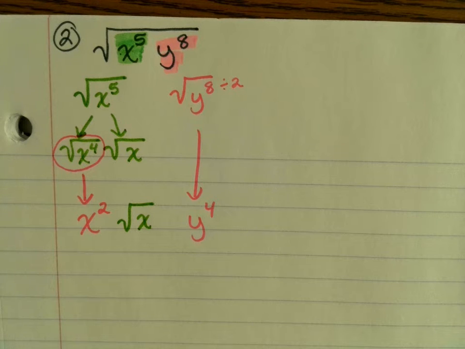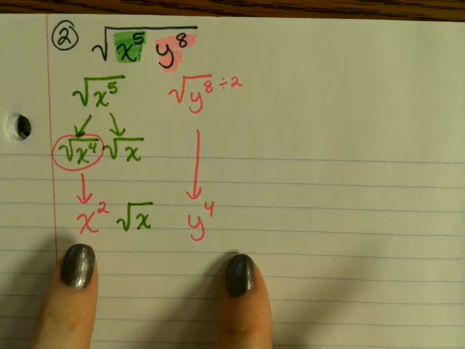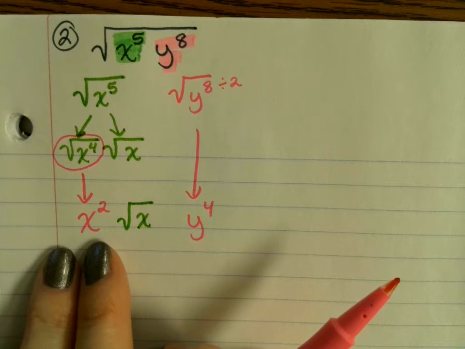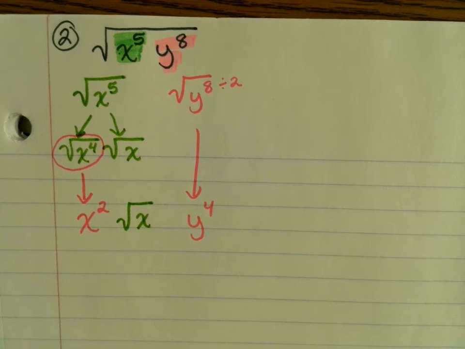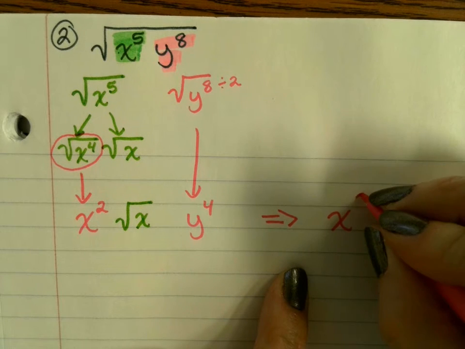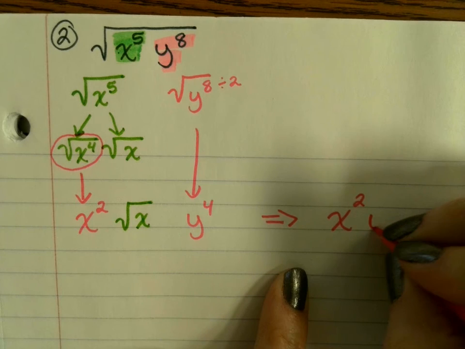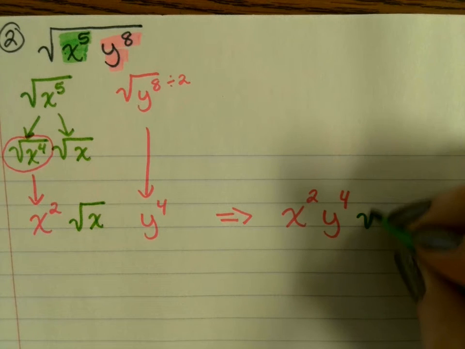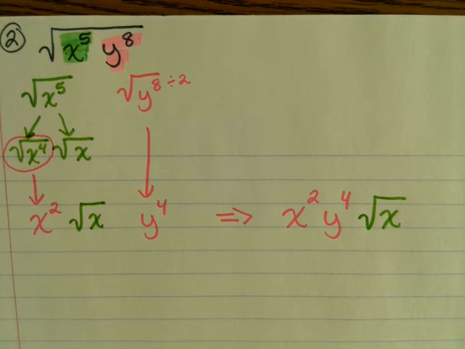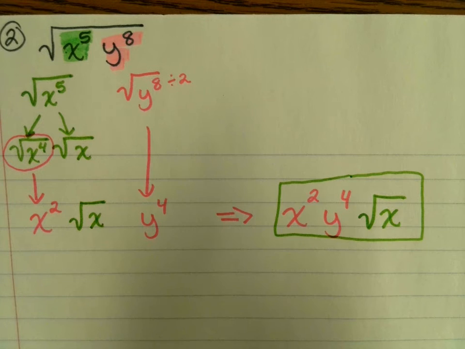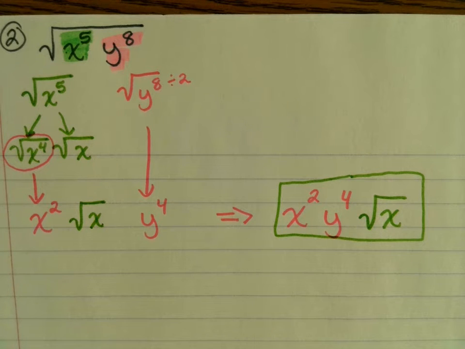But now I don't like to have a coefficient in the front and in the back. You've got to piece them all together in the front and make it algebraically ordered. Okay, so my final answer is going to be x squared y to the 4th square root of x. That's my final answer.